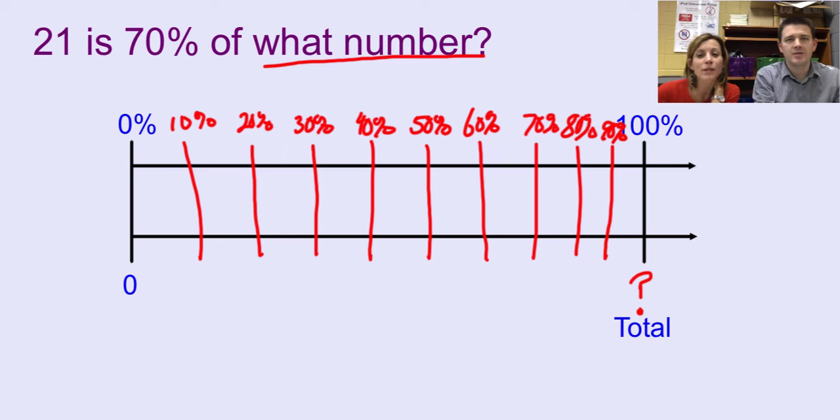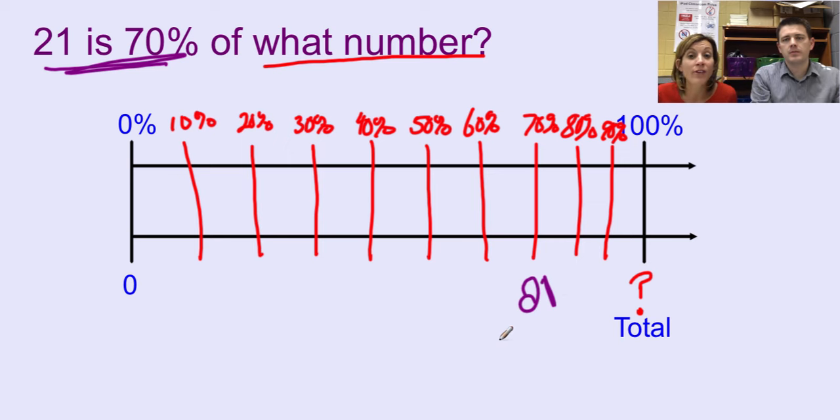All right, this time 21 is our part. So 21 needs to go underneath our 70. How many sections do we have available before the 21? So 70, that's our seventh mark, is 21. So that means we divided up seven groupings to get to 21. So 21 divided by 7 means we must have been counting up by 3 each time. So we need to start at 10% and count up by 3.